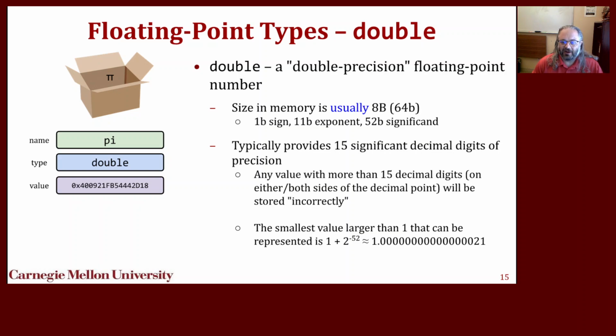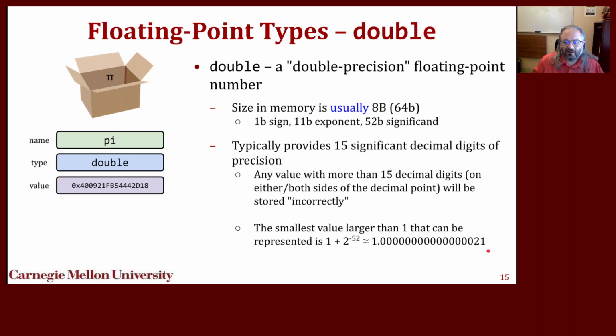The length of the significand becomes the important factor in how many significant digits of precision you get. You'll see the 52-bit significand, and the 52 showing up down here. That's not a coincidence. When you map it from binary into decimal, you get about 15 significant figures of precision with a double, which means any value with more than 15 decimal digits will be rounded or stored incorrectly. And we can see that with the smallest value larger than 1 that can be represented now has about 15 decimal points of precision.